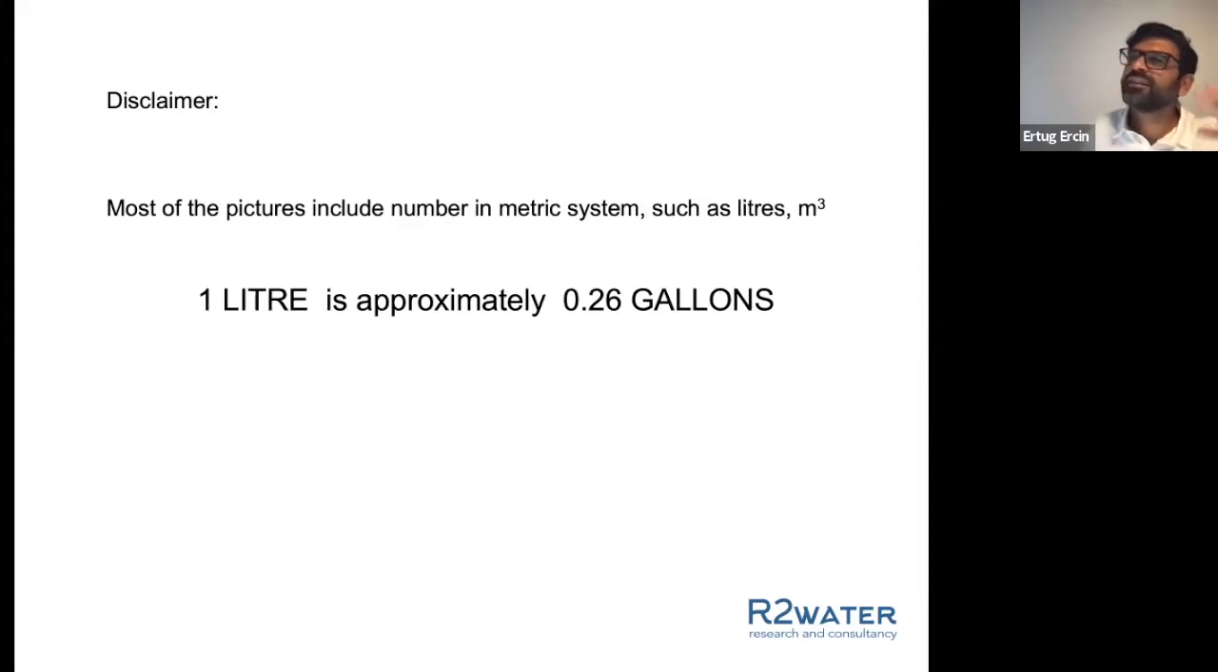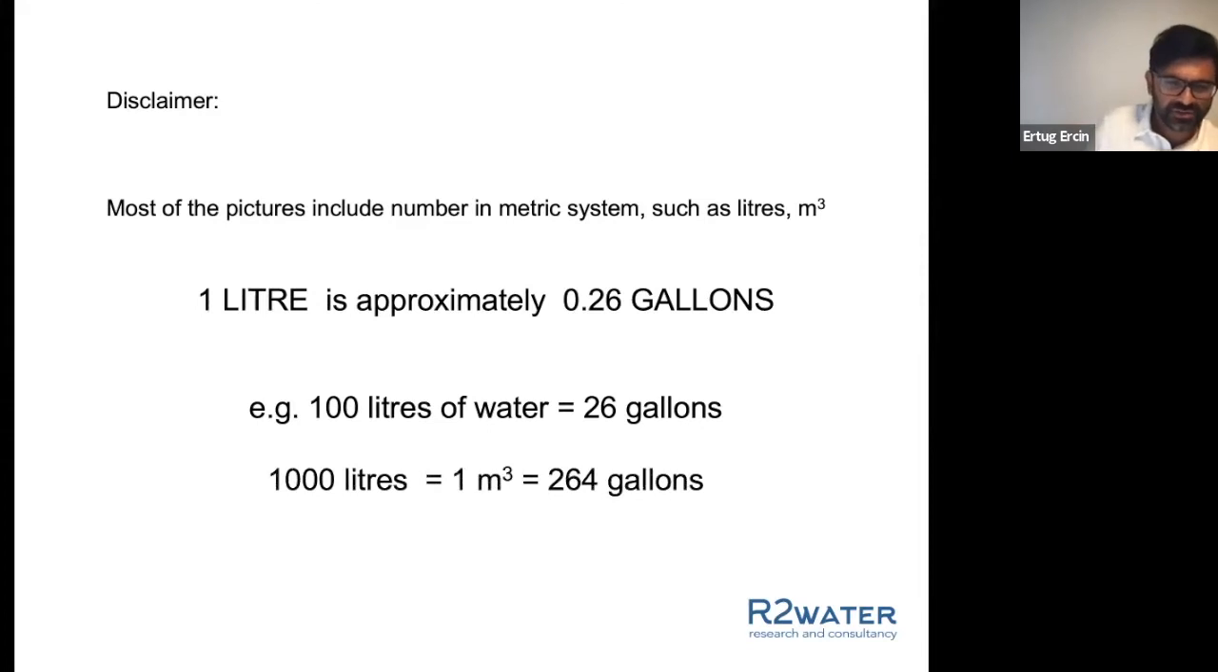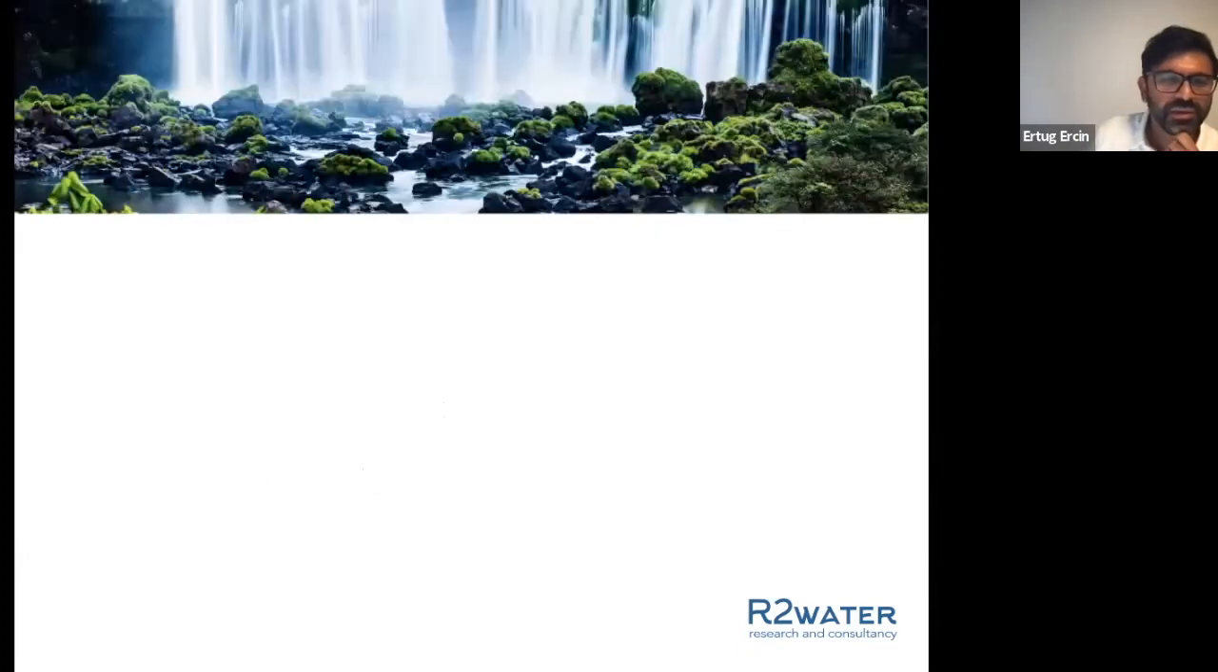If you see a liter, just divide by 4, it's easy. Approximately 100 liters of water is 26 gallons. 1,000 liters is 1 cubic meter, which is approximately 264 gallons. So if you don't get the scale of the units, ask me. Maybe you understand it this way, so I wanted to say it.